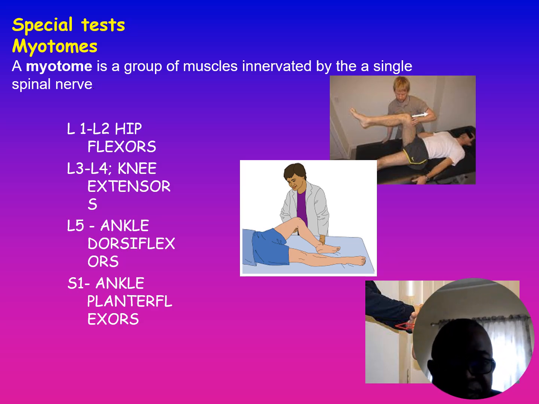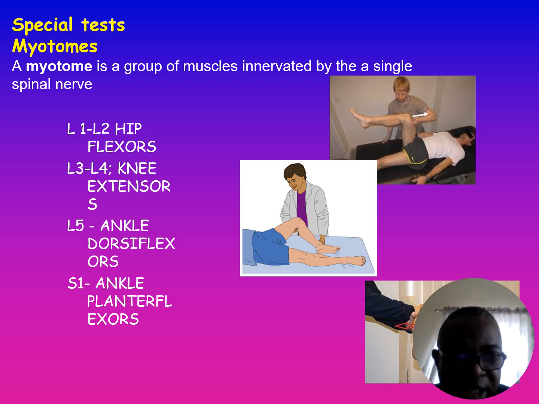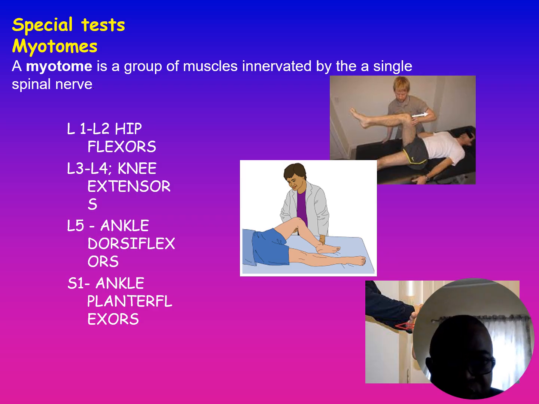Now, we also have these myotomes in the lower extremity. Remember that if there's radiculopathy in the lumbar spine, it affects muscle strength and sensation in the lower extremity. So the muscles that control hip flexion, the iliopsoas muscles, are supplied by the nerve roots from L1 and L2. So if the patient is not able to do hip flexion on the right, but is doing it on the left, it could mean that L1 and L2 are under compression on that side.